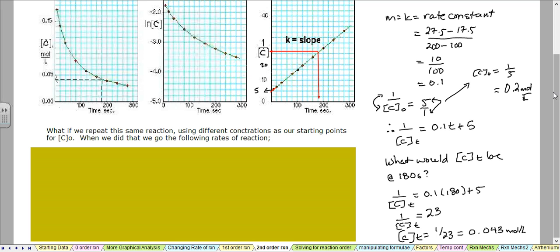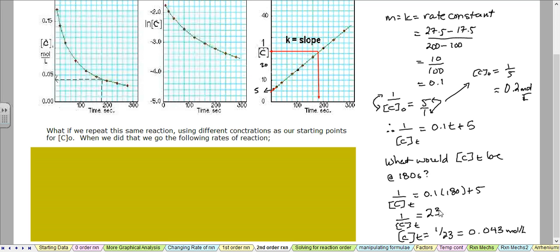So what I've decided to do is determine at 180 seconds what the concentration should be. And so I use my formula: 1 over Ct is equal to 0.1 t plus 5. Alright, so I still use my 5 value in the equation, but in real life I know my initial concentration. That 5 represents an initial concentration of 0.2 moles per liter. Now I would like to find out what my concentration of C would be after 180 seconds.